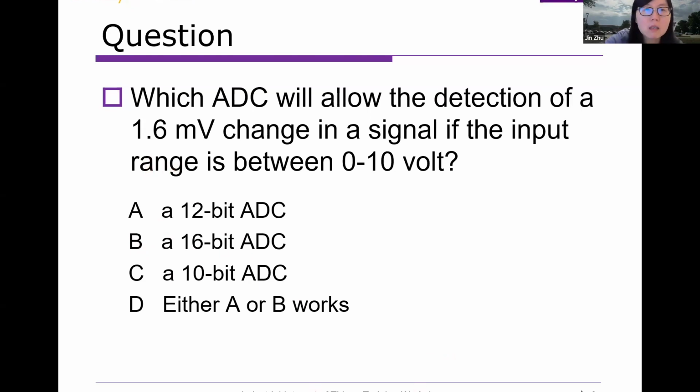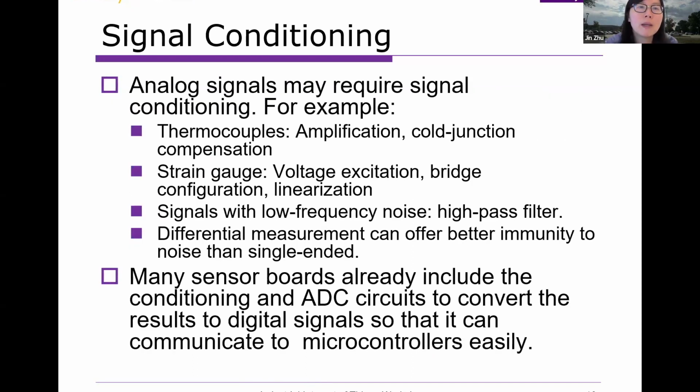Okay, great. So analog signals sometimes may also require signal conditioning, depending on what you have. For example, for thermocouples, you may need amplification and also cold junction compensation. So it really depends on what kind of sensor you use. However, most of the time, the sensor boards that are ready to use include the conditioning circuitry and ADC circuitry. So they convert the signal to digital already, and then communicate that digital signal with the microcontroller directly. That way, you can communicate with the microcontroller and transfer the information easily, and it is also more immune to noise in the environment.